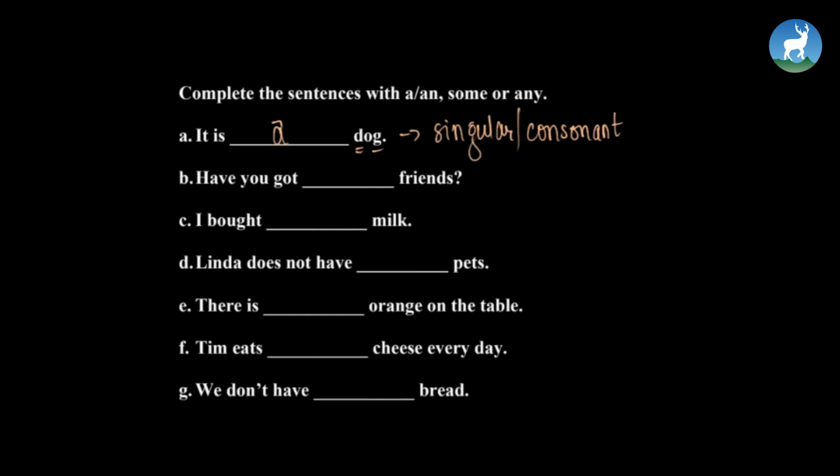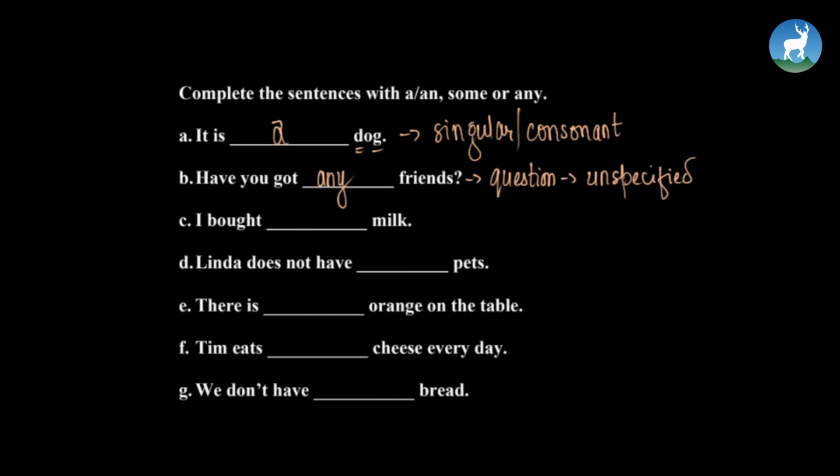Alright. Have you got dash friends? When asking about an unspecified number or choice, what do we use? We use any. Here, the first thing is, it's a question statement and it's unspecified. So in such cases, we use any. Have you got any friends?